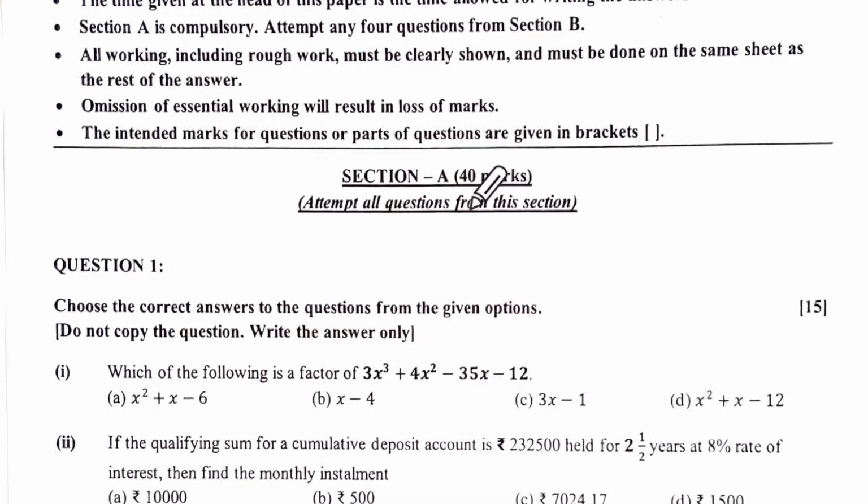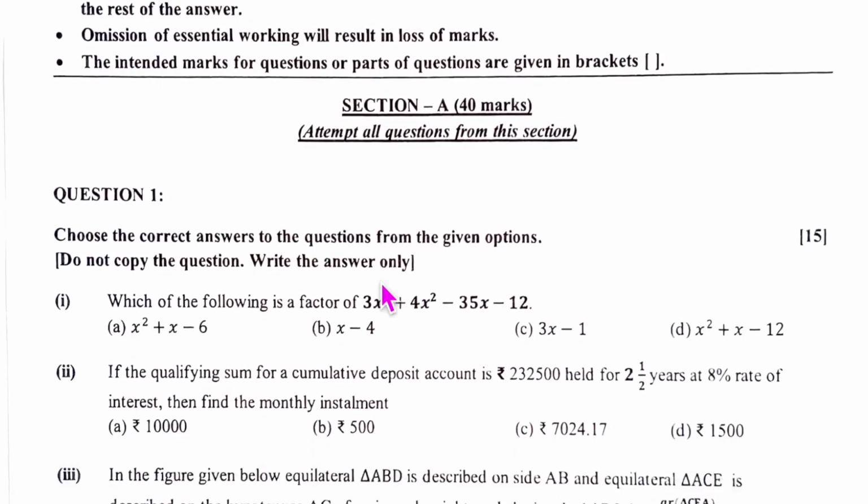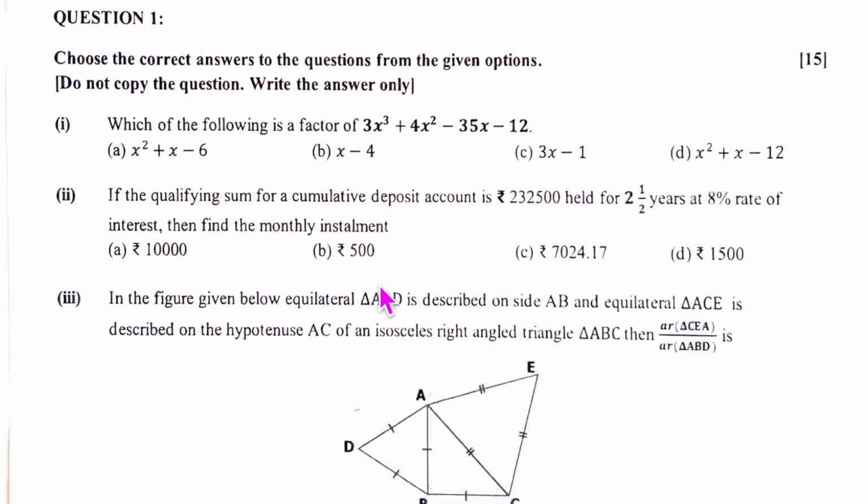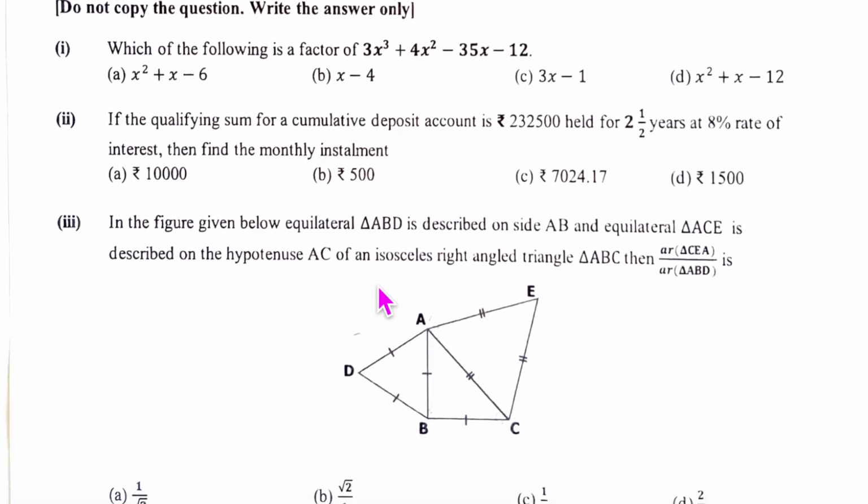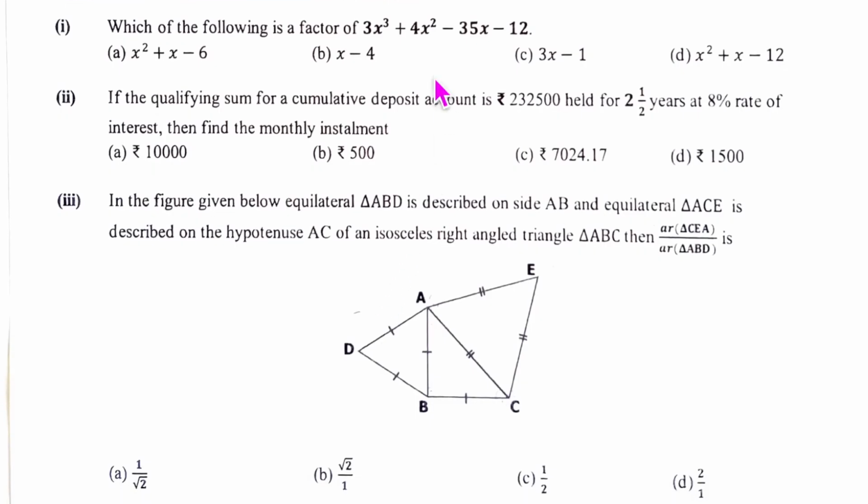Let us begin with Maths Prelim paper, section A, 40 marks. Let us begin with question 1, which is an MCQ. Which of the following is the factor? SP.